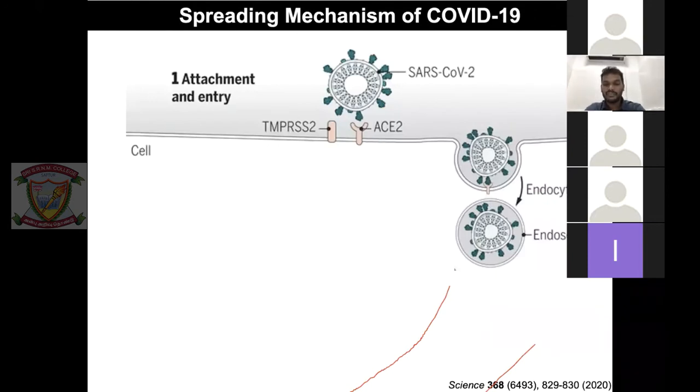So here is the paper which came out in Science in April 2020. Here they beautifully explain the different proteins involved in letting the virus inside. In this paper, they mention 6 steps for the virus particle to get inside the human cells and then replicate into multiple numbers. The first step is called attachment and entry.